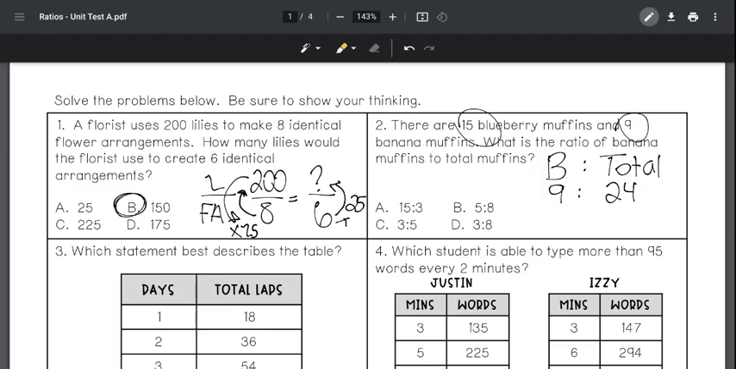Well, that means we need to simplify them. Okay, so I'm thinking, what small number fits in both 9 and 24? And I think my common number is 3. So if I divide each of these numbers by 3, 9 divided by 3 means we have 3. And 24 divided by 3 means we have 8. So simplified, the answer is D.